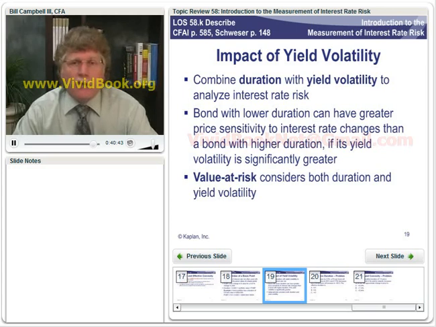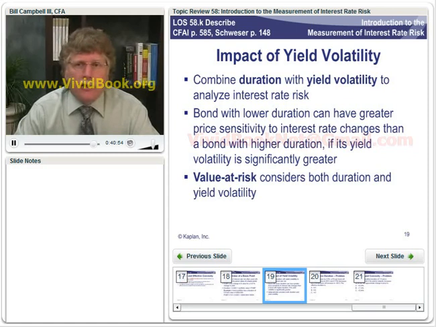Let's say for some reason, we think that short-term interest rates are going to be extremely volatile, long-term interest rates not so much. So short-term interest rates might change 1, 2, 300 basis points. Long-term interest rates are only going to change 10 or 15 basis points. Then even if our short-term bond has a much lower duration, the increased volatility in interest rates at the short end of the yield curve could give us more price risk in our portfolio. So be sure that you take into account the yield volatility.